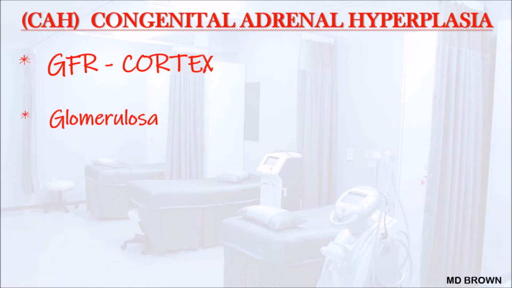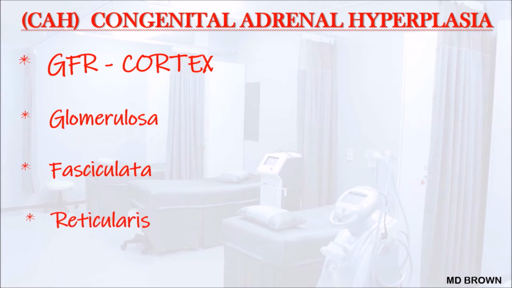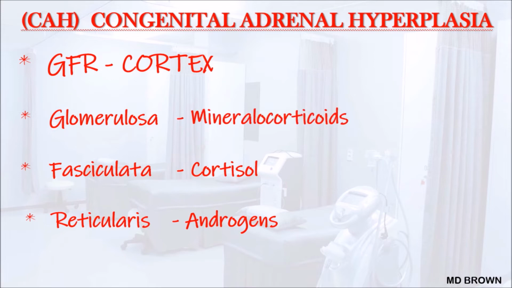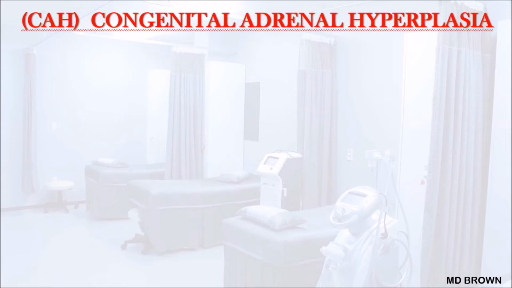So now we'll jump into the various components of the cortex. This can be remembered as GFR: glomerulosa, fasciculata, and reticularis. The reticularis produces androgens, the fasciculata is where cortisol or corticosterone is produced, and the glomerulosa is where mineralocorticoids are produced. This can be remembered as GM, which is good morning. That tells you that the glomerulosa is responsible for producing mineralocorticoids. So these are the various components of the cortex of the adrenal gland, and what they produce.